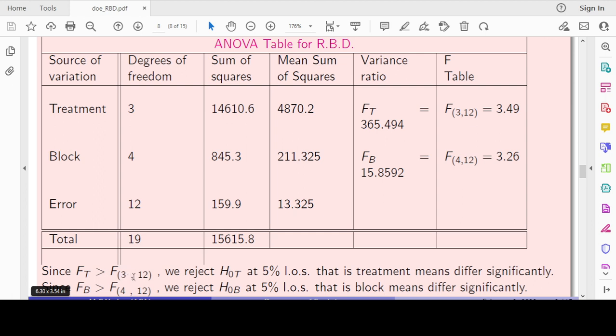Since Ft is greater than F 3,12, we reject H0T at 5% level of significance, that is, treatment means differ significantly here. Our null hypothesis is that they do not differ significantly, so it gets rejected. So we write here that treatment means differ significantly. Similarly for blocks, the calculated FB value is greater than the F table value for block degrees of freedom. We reject H0B at 5% level of significance, that is, block means differ significantly here.